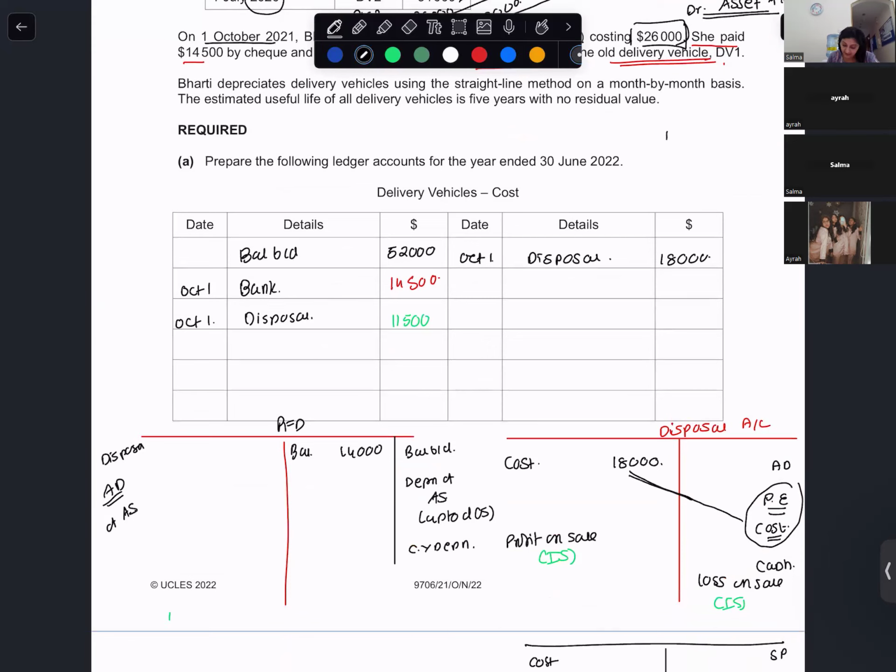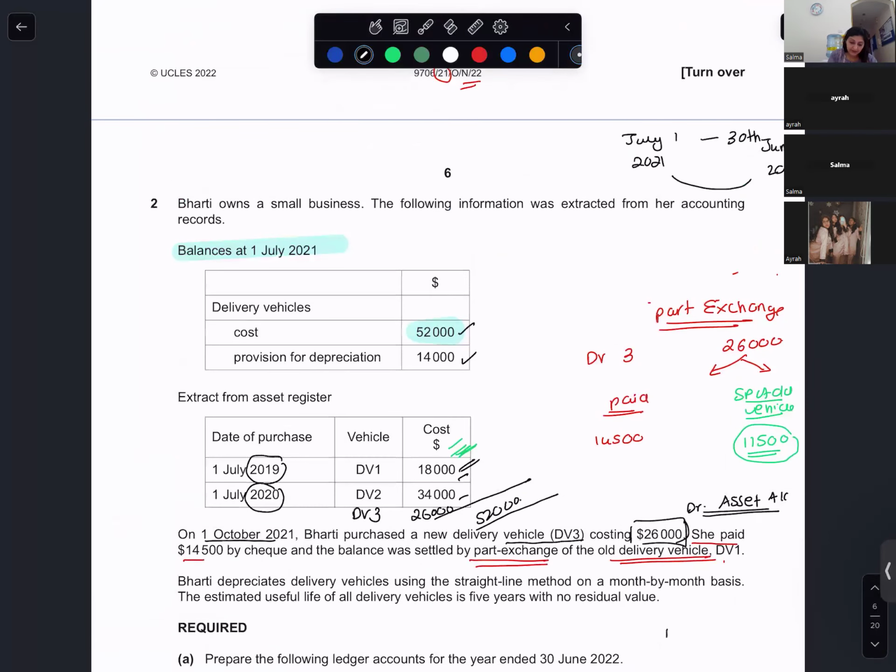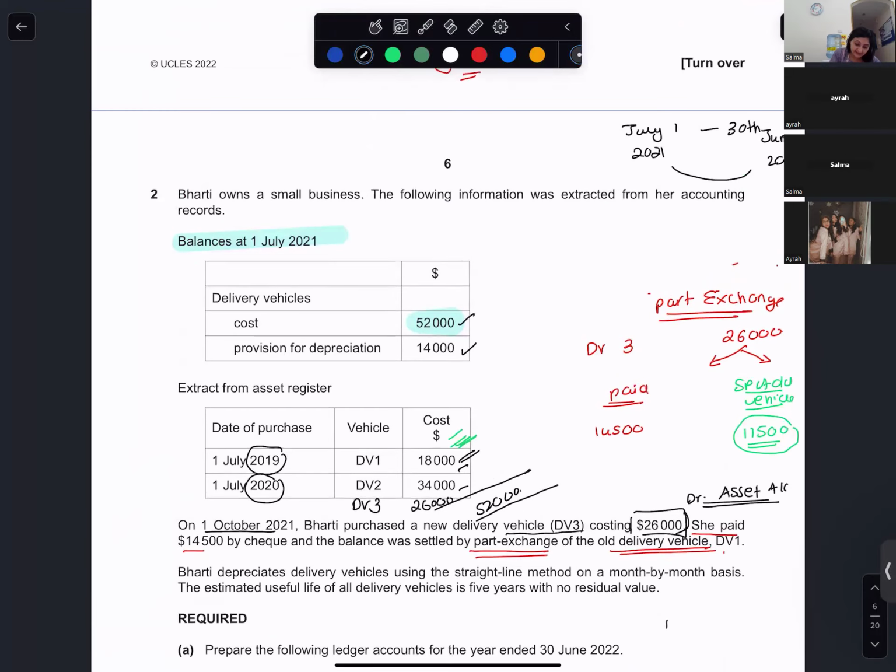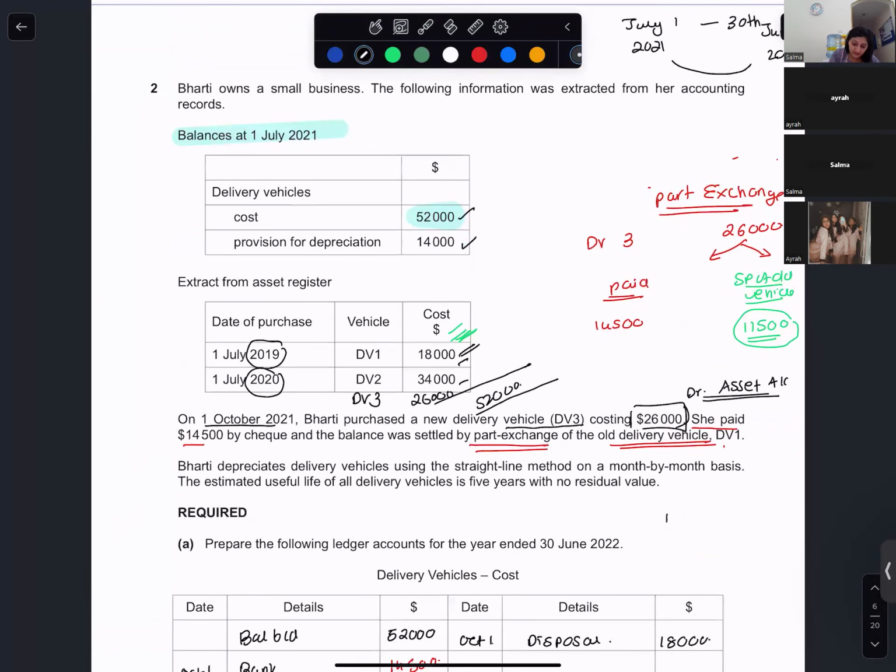It is disposed for 11,500. Now I need to know the accumulated depreciation on the asset disposed so that I can get profit or loss. So we are talking about the asset that is disposed on 1st October.